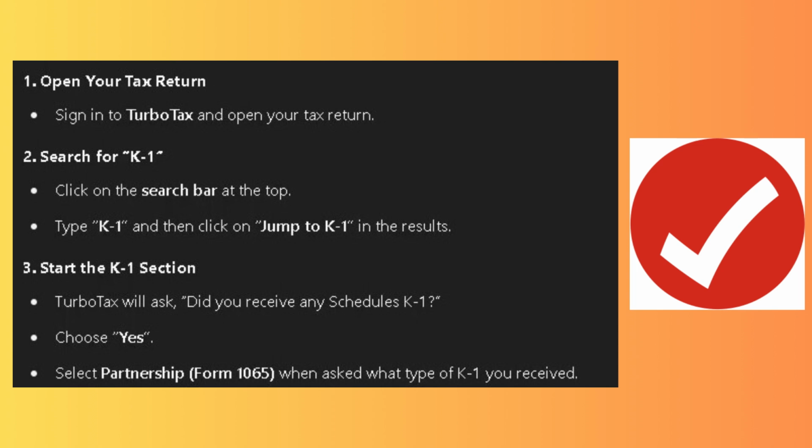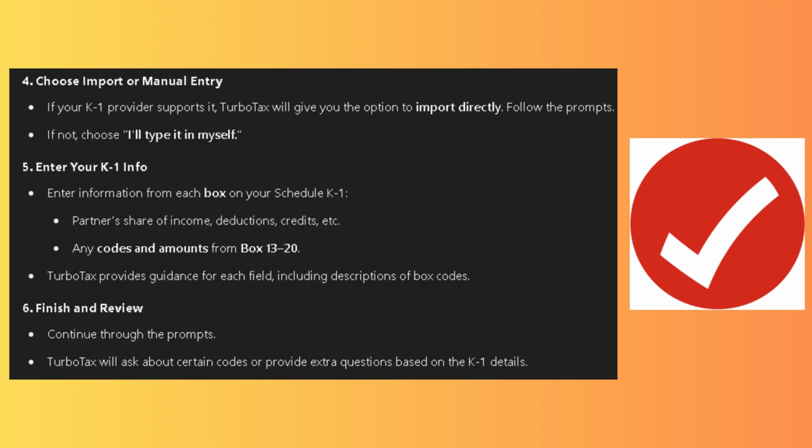TurboTax will ask you, "Did you receive any Schedule K-1?" Choose yes. Select Partnership Form 1065. When asked what type of K-1 was received, choose import or manual entry. If your K-1 provider is supported, TurboTax will give you an option to import directly. Follow the prompts. If not, choose "I'll type it myself."